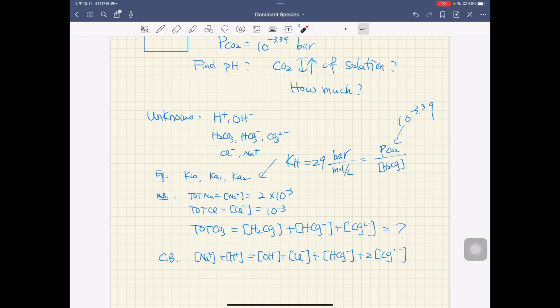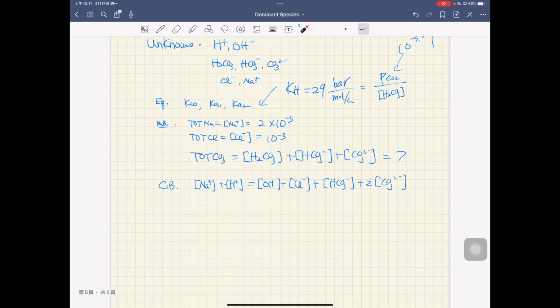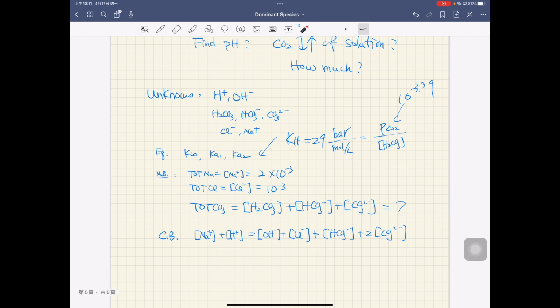Okay? So this is how it works. You go to the Excel, you know this number, you know this number, and you know this one is based on KW, right? And these two can be based on K1, K2, but there's no total CO3 now, right? But you already know H2CO3, you know everything, then you can solve it, okay?